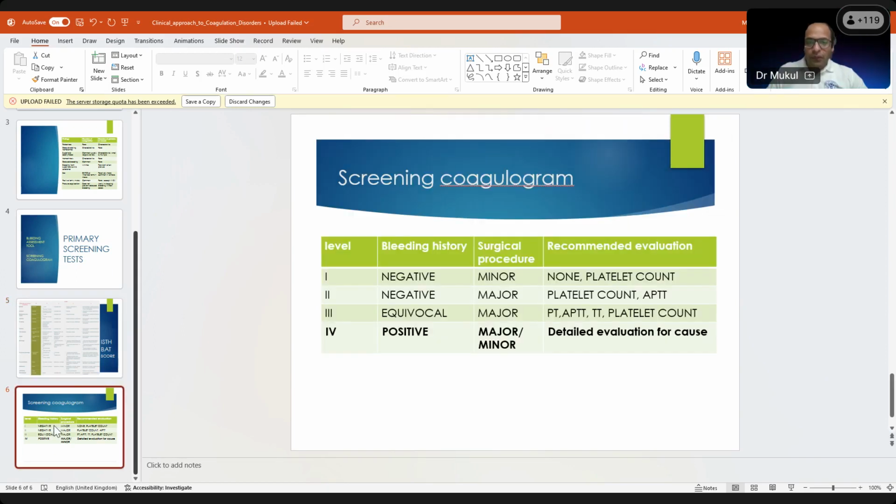For the screening coagulogram, I just want to highlight that for the patient with negative bleeding history, if they are undergoing a major surgery, platelet count, and sometimes we do advise APTT. For equivocal bleeding history for a major surgery, we advise a complete screening coagulogram. And for the patients who have a strong positive history of bleeding, whether they are undergoing major or minor surgery, a detailed evaluation for the cause is advisable to prevent any perioperative severe bleeding. Unless it's an emergency surgery, we advise deferring surgery without a complete diagnosis. I think with this, I'd like to end my presentation.